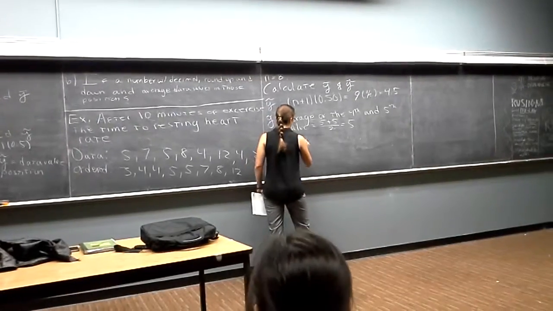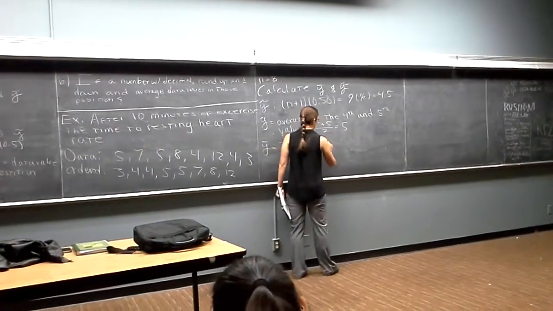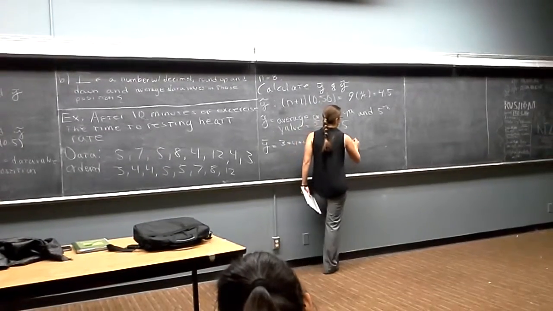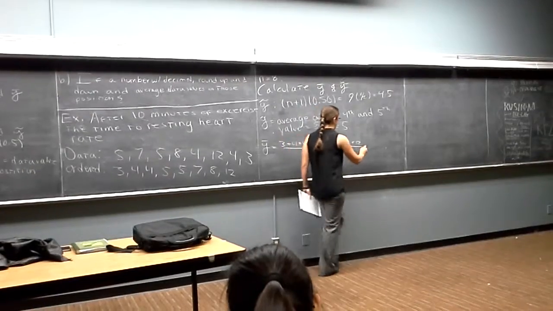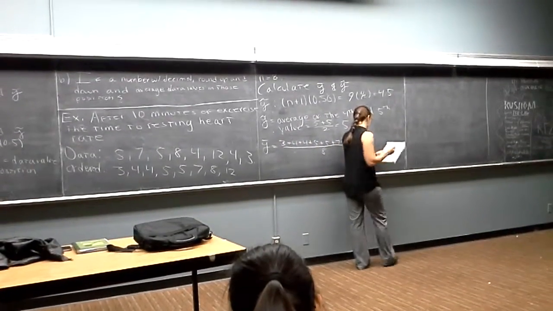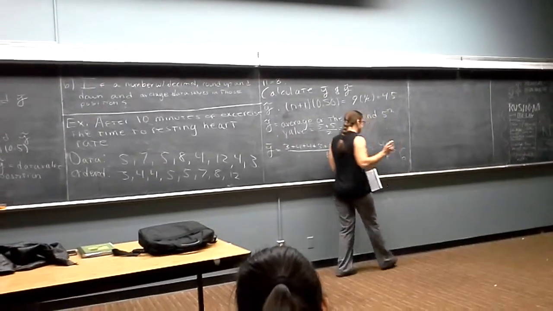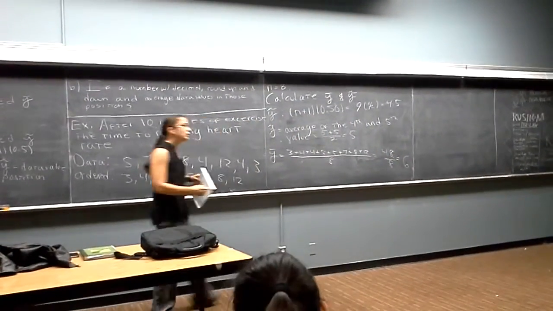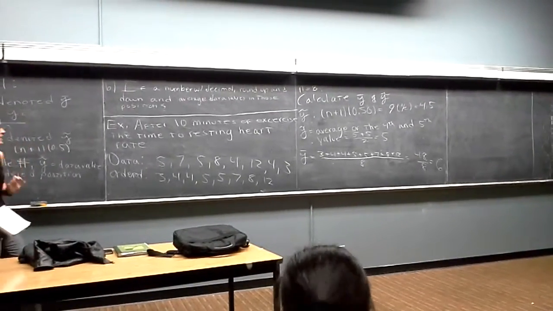So y bar, on the other hand, we add up all of our values. So 3 plus 4 plus 4 plus 5 plus 5 plus 7 plus 8 plus 12 divided by n, which is 8. So if you add all those up, those are 48 over 8, and that's 6. So the typical value in our data set is 6. The actual center of our data set is 5.